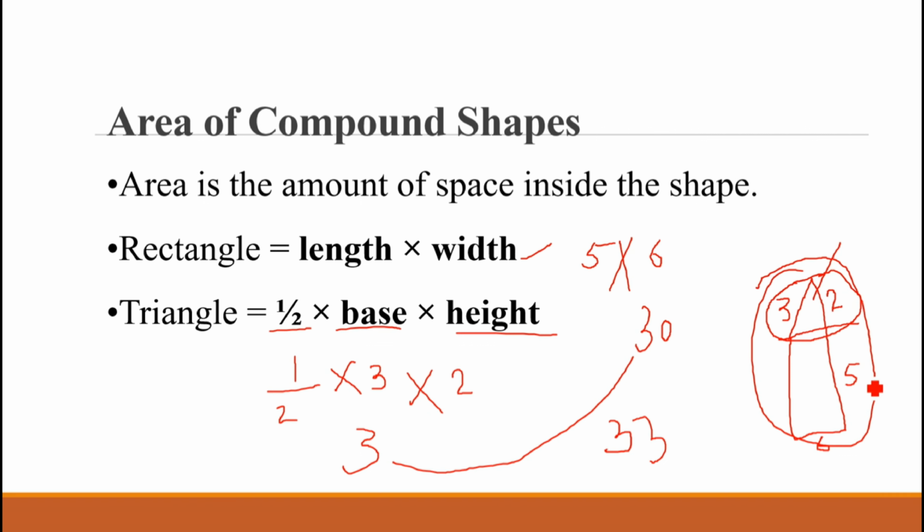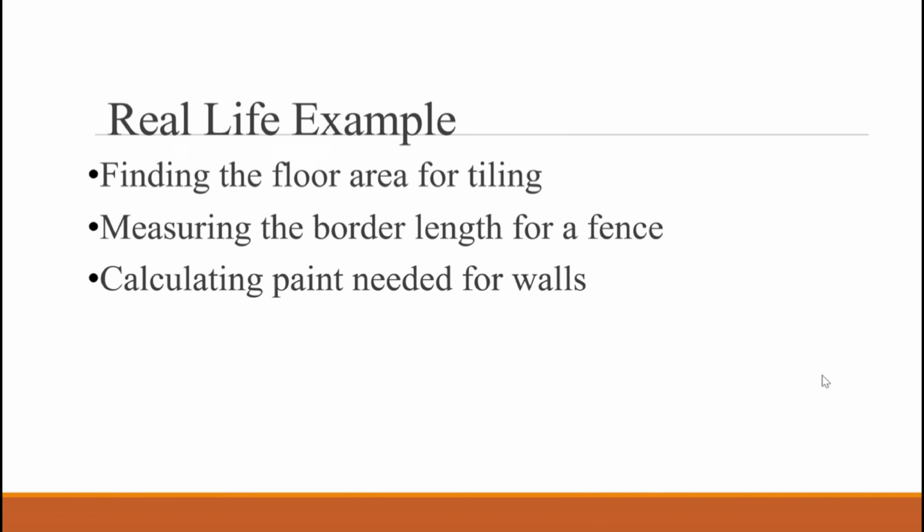Perimeter is the sum of all the sides, and to find the area, first we split the shape into two or more shapes, depending upon how many shapes you have added to make a compound shape. So split the shapes, then find their areas separately, and lastly sum all the areas, and that will be the total area of your compound shape. Like 33 is the area of these two shapes, the triangle and rectangle.